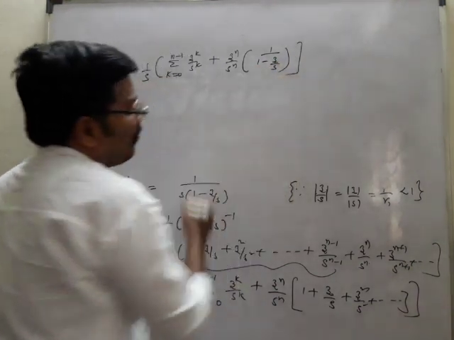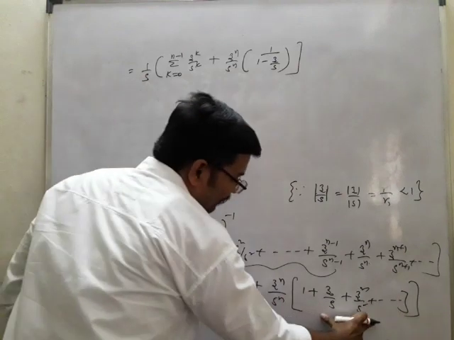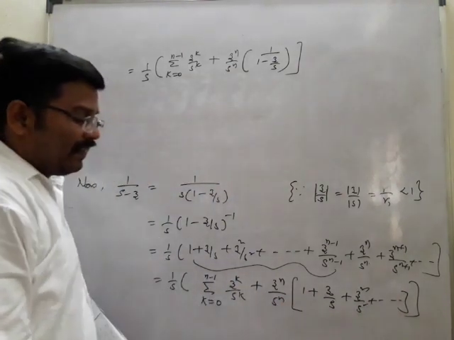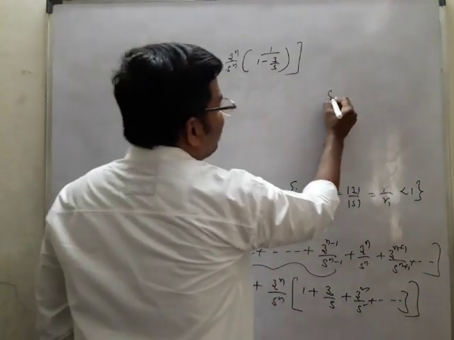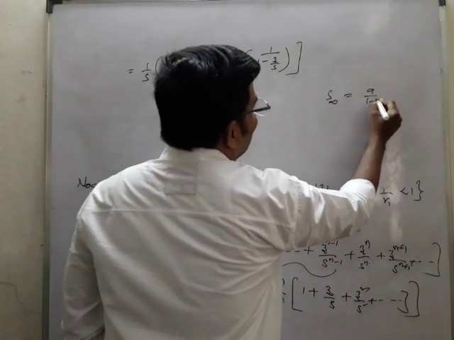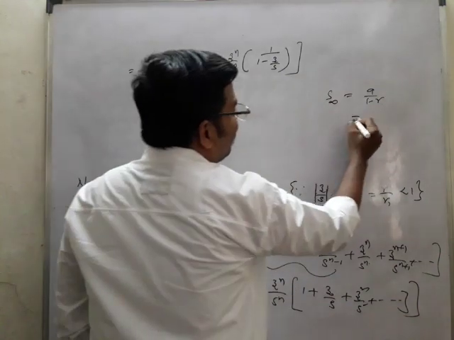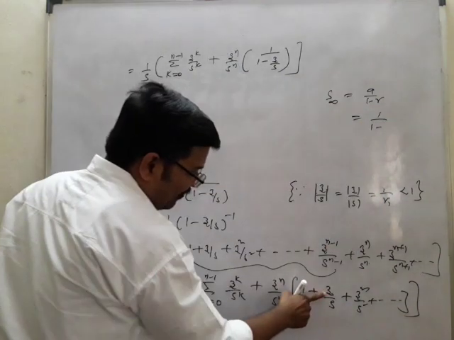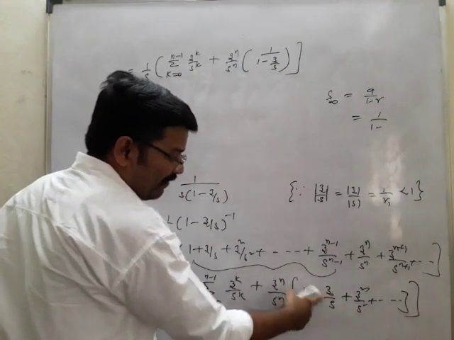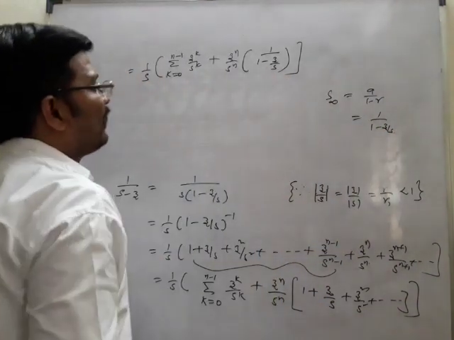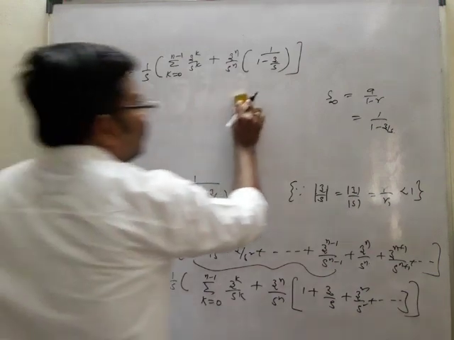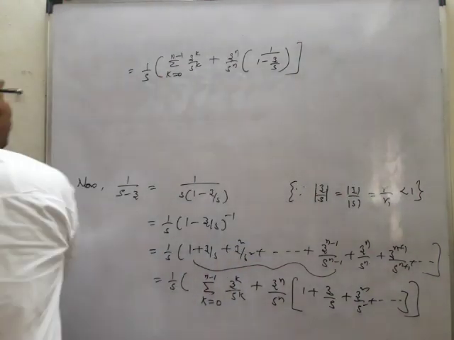Now this is what you got. This whole thing is again a sum to infinity. So S infinity is equal to a by 1 minus r. A is nothing but 1. R is nothing but t2 by t1, means second term by first term, z by s. The same thing I have written here. So therefore you just simplify this.